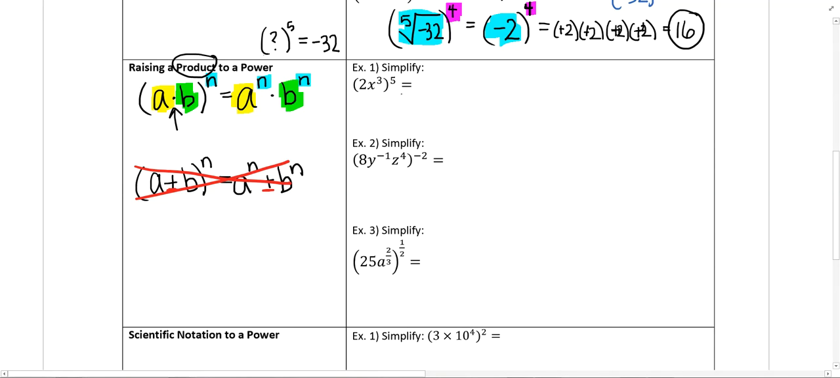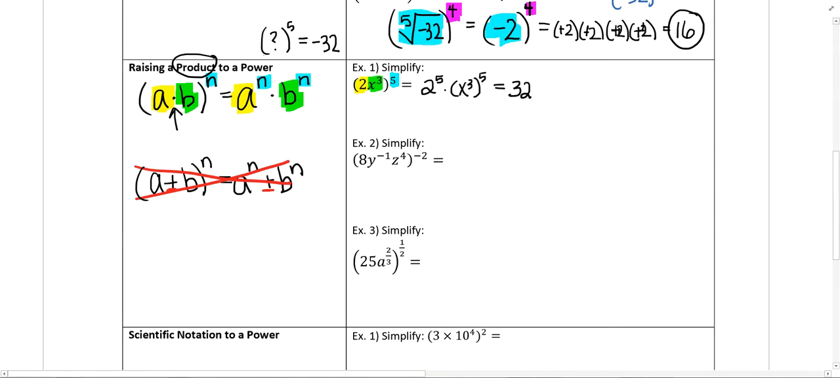All right, so now let's give it a try. So here we have (2x^3) to the 5th power. So using this idea, we're going to take 2 to the 5th power, and we are going to take x cubed to the 5th power. All right, so it's going to be 2 to the 5th power times x cubed to the 5th power. 2 to the 5th power, if you use your calculator, will be 32.